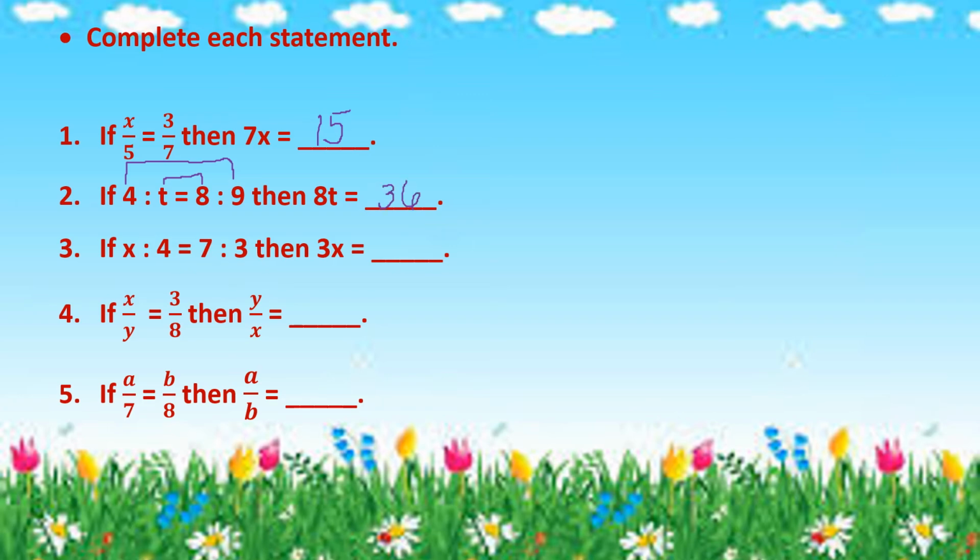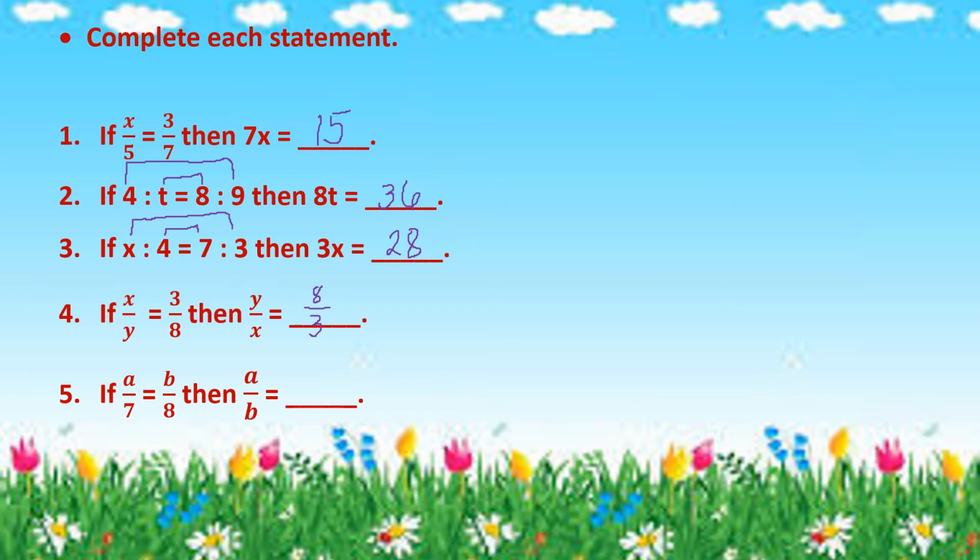Number 3, if x is to 4 is equal to 7 is to 3, then 3x is equal to, so still in number 3, we will use cross product property. So 3x is equal to 4 times 7, 28. Next, if x is to y is equal to 3 is to 8, then what is y is to x equal to? Here we will use inverse property, therefore y is to x is equal to 8 is to 3.